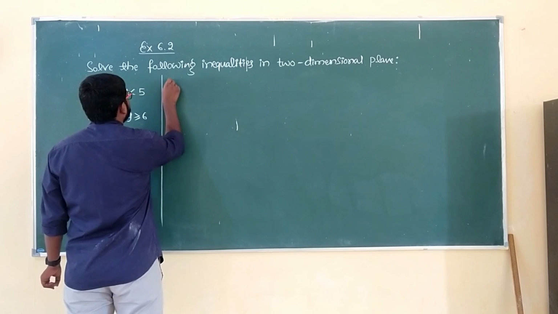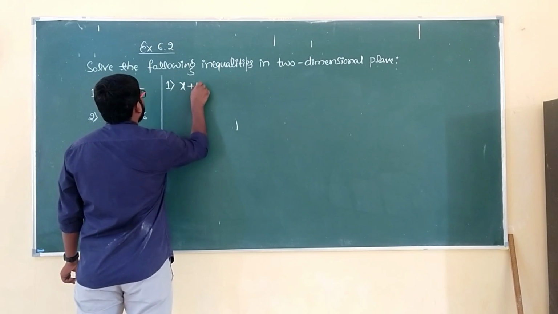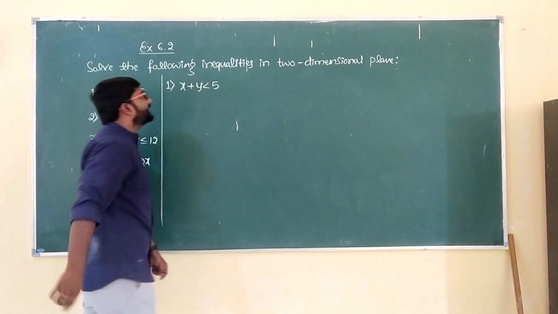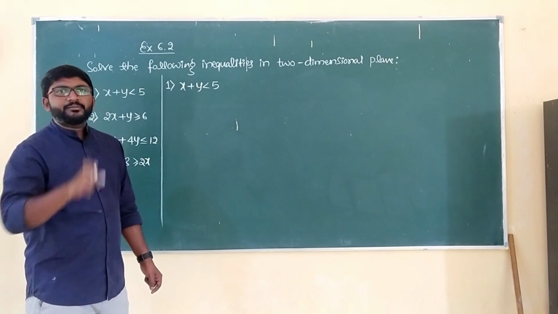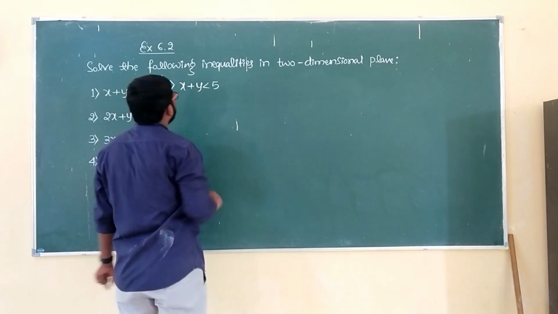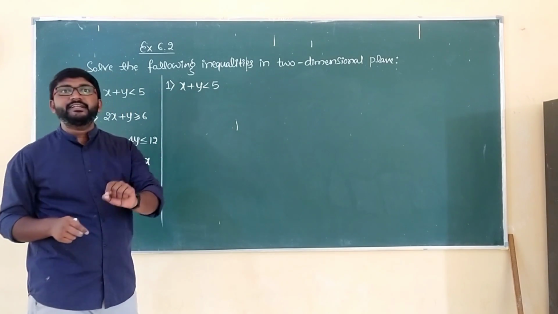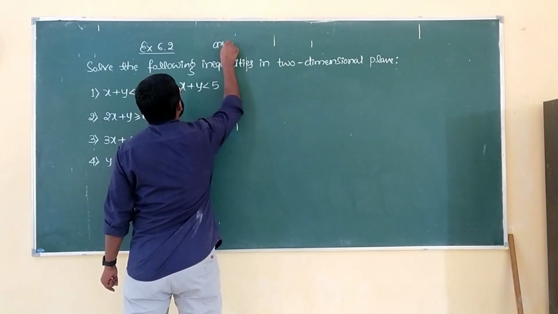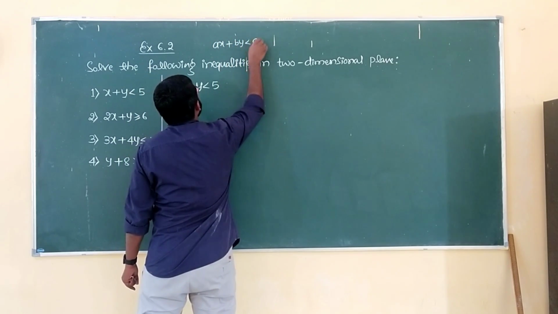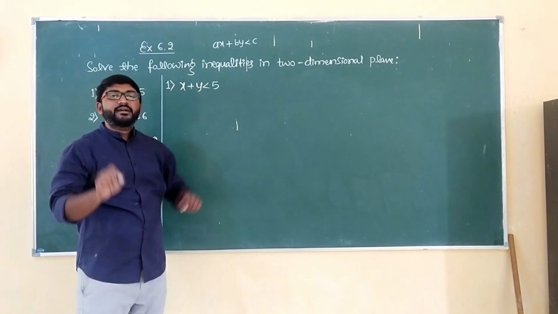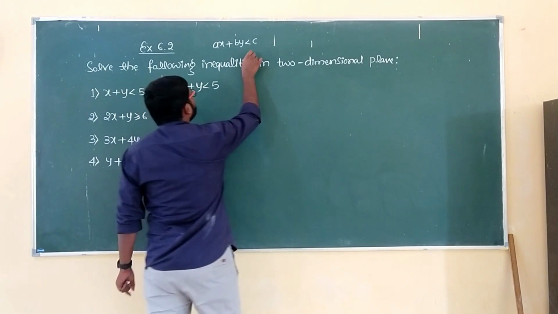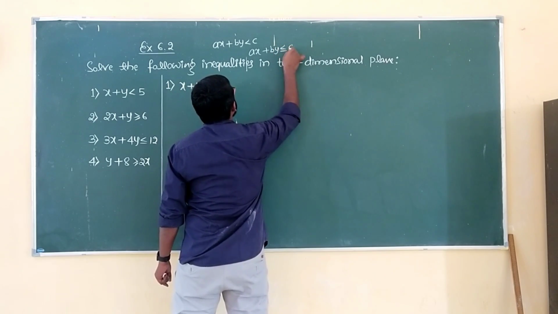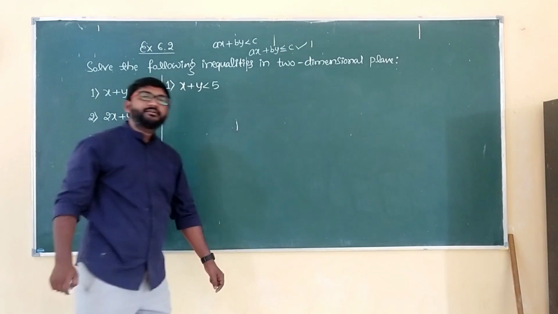The given inequality is x plus y less than 5. So this inequality is a linear inequality in two variables. In our first class we have studied about types of inequalities, strict inequality and slack inequality. If the inequality is of this form, ax plus by less than c, then it is a strict inequality, or another one, ax plus by less than or equal to c, then this is a slack inequality.